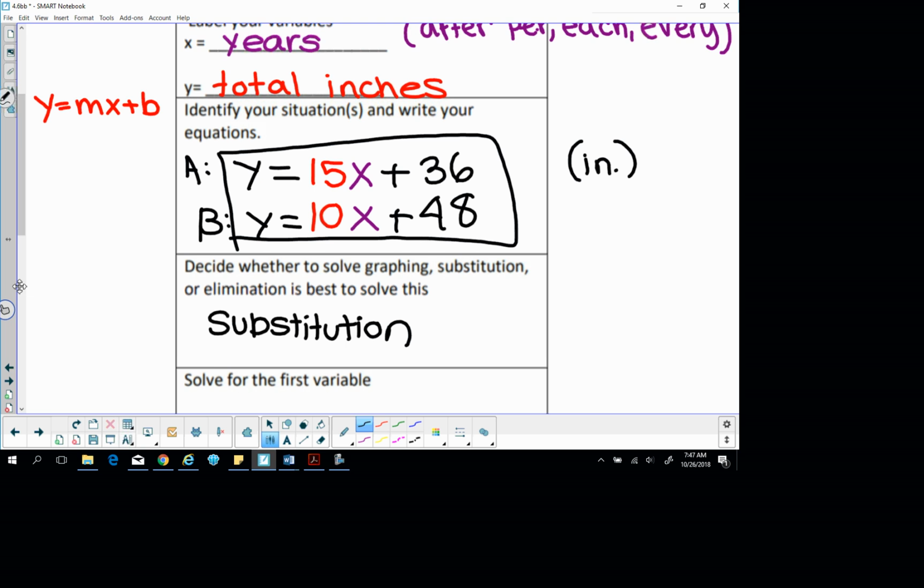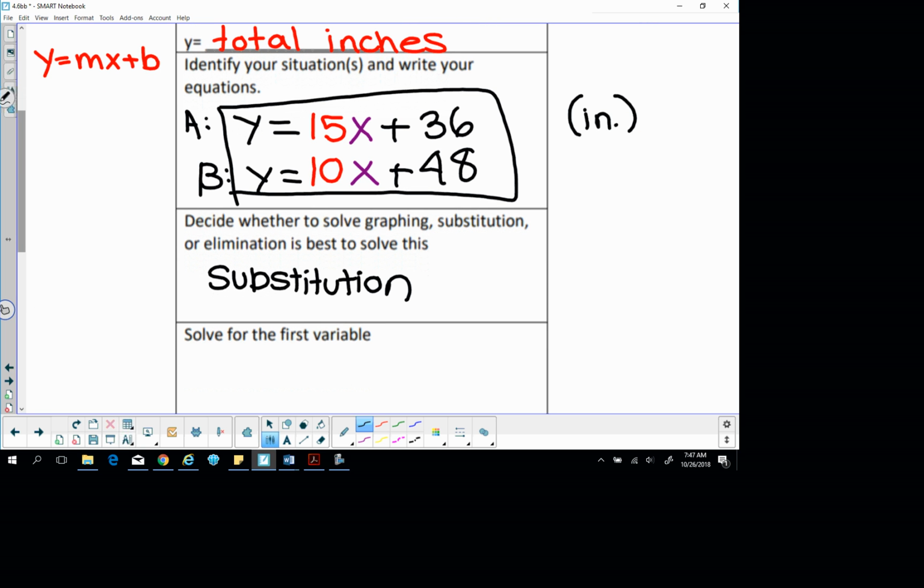So to solve for your variable, I would do, okay, if they're both equal to the same thing, I'm just going to write it out like this. 15x plus 36 equals 10x plus 48. So we want to find our x right here. So you're making them both equal to each other because they're both equal to the same letter. Then you draw your river and solve. So this is like a couple lessons ago.